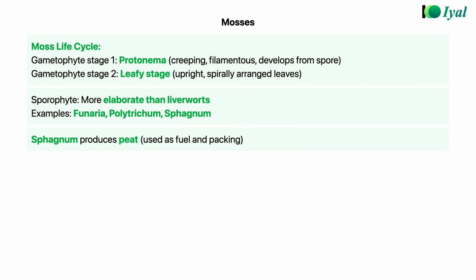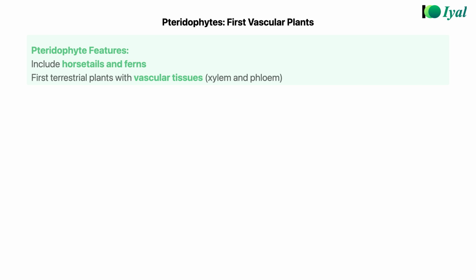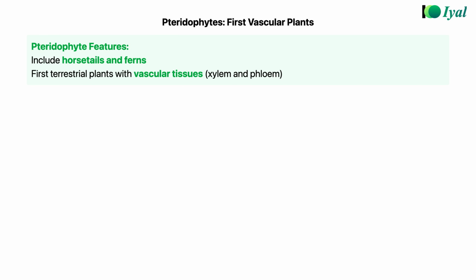Speaking of sphagnum, this moss is economically important. Species of sphagnum provide peat, which has been used for a long time as fuel and as packing material for transporting living materials. This is because of their amazing capacity to hold water. Mosses, along with lichens, are also the first organisms to colonize bare rocks, which makes them ecologically very important for soil formation. Now we're moving up in complexity to pteridophytes.